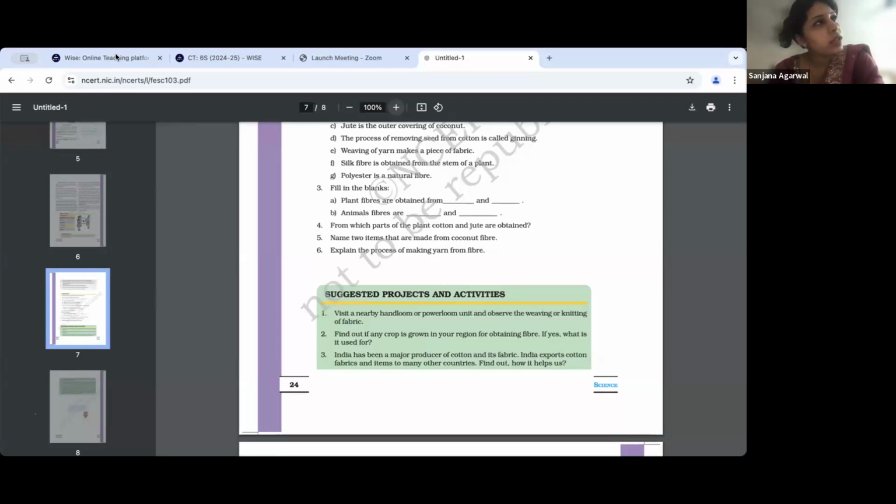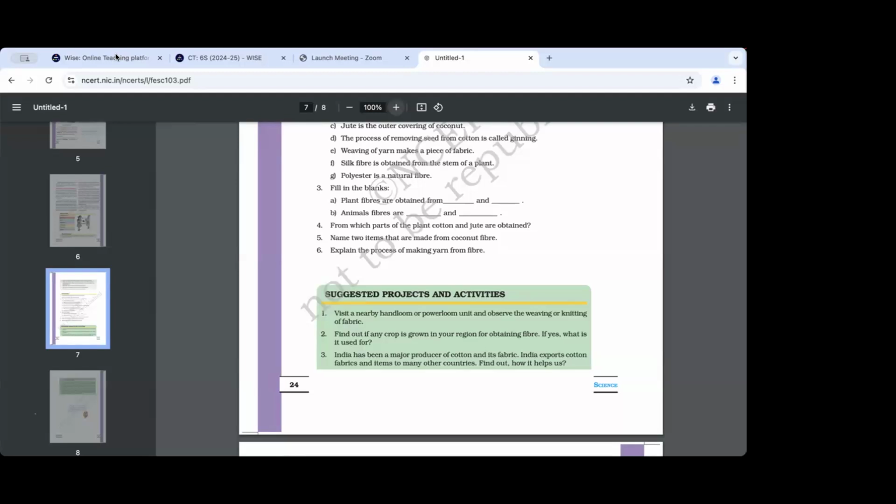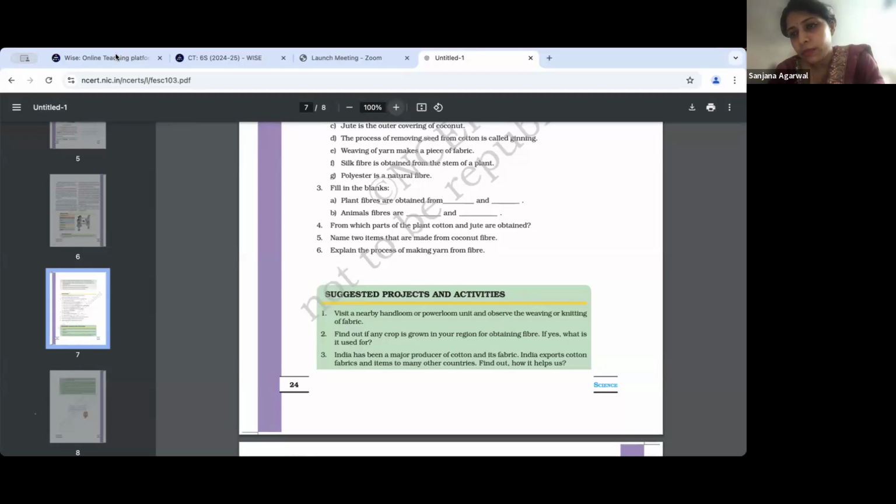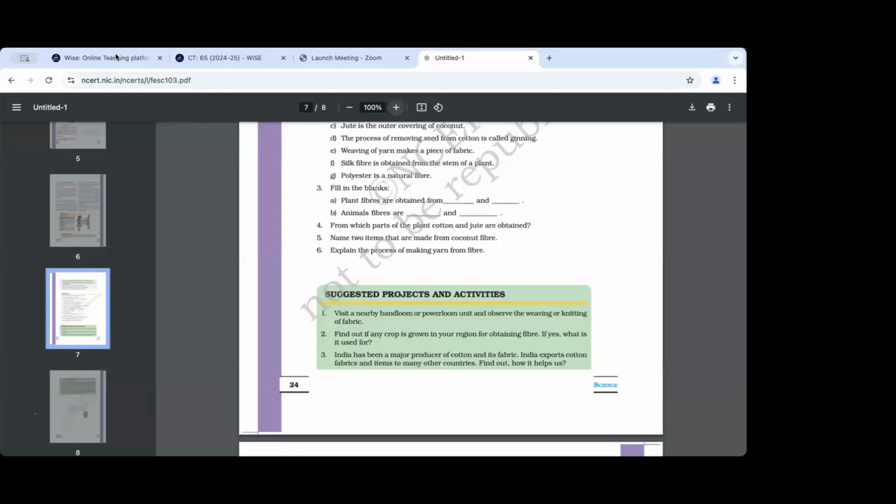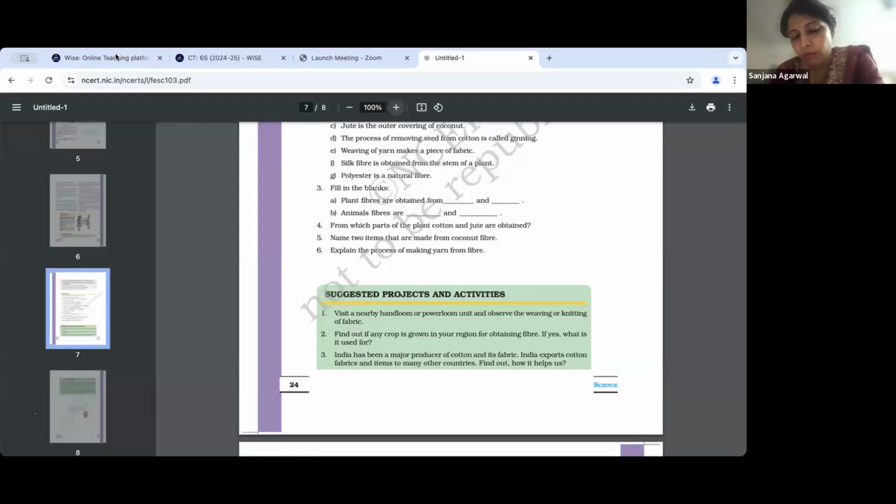But you know how in ancient times people used to cover their body when these fabrics and all were not at all discovered. Ma'am, with leaves? Yeah, they used to cover with leaves and skin of animals. With skin of animals. Correct. Leaves and animal skin were used to cover the bodies.